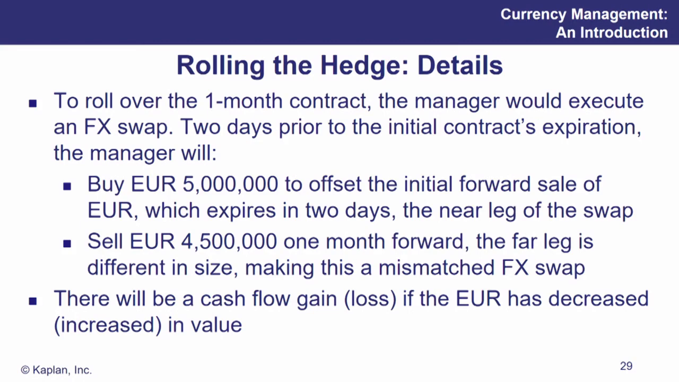So there will be a cash flow gain if the euro has decreased in value during that period of time. There'll be a cash outflow or a cash loss if the euro has increased in value during that period of time. So static versus dynamic hedging. Now let's look at a dynamic hedge example.